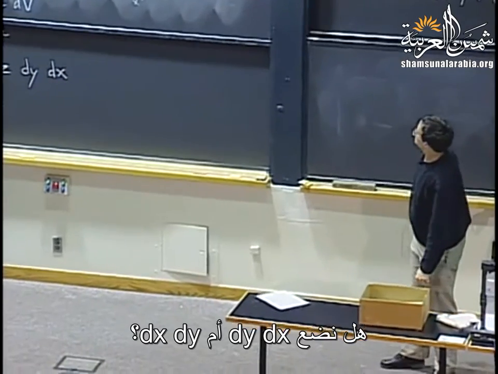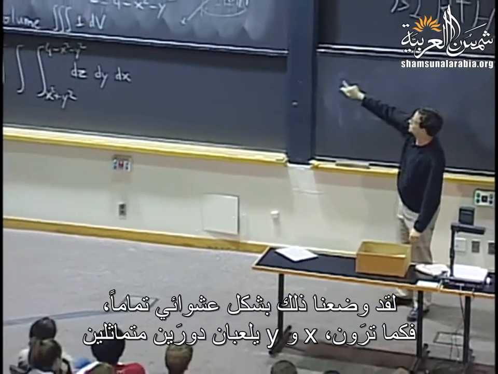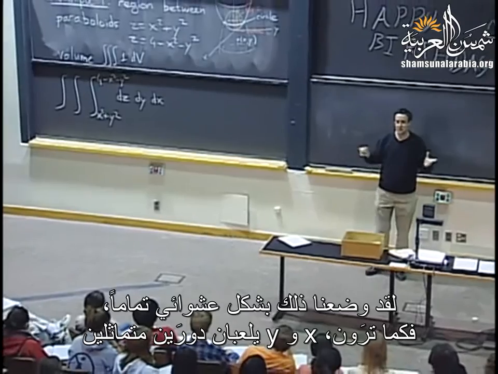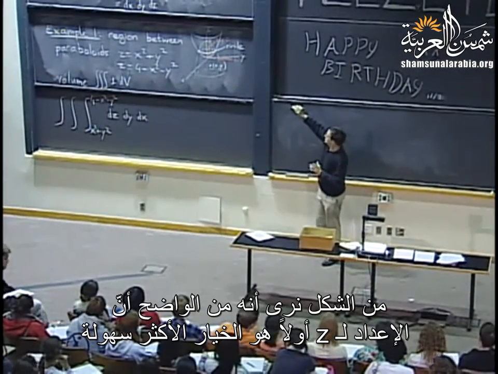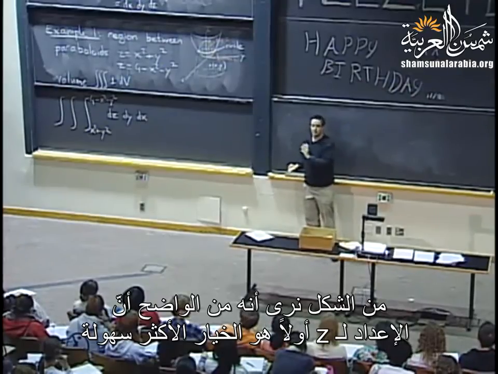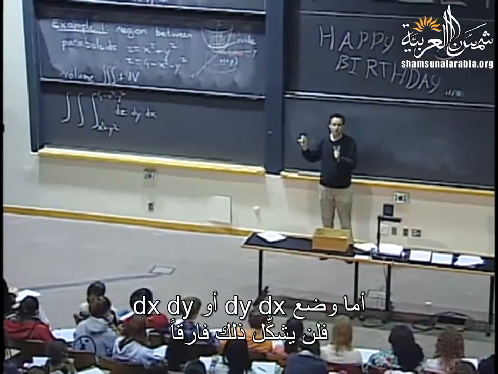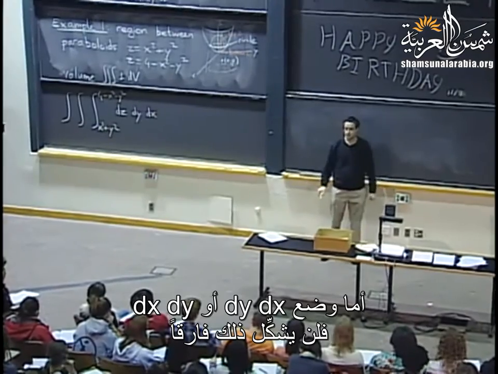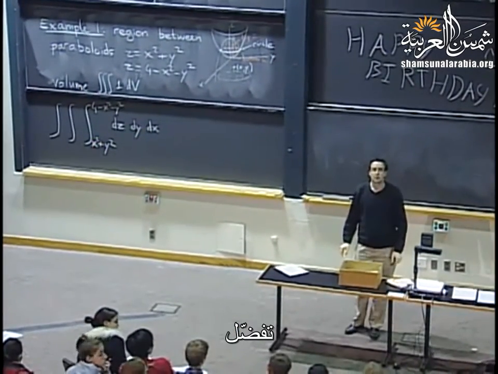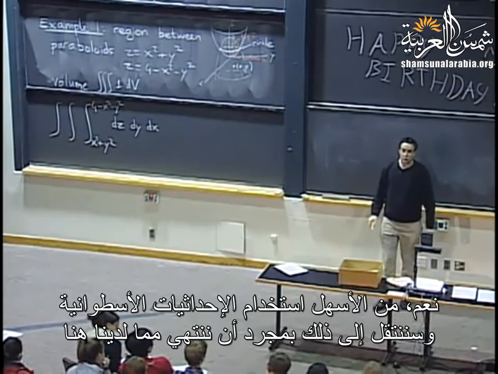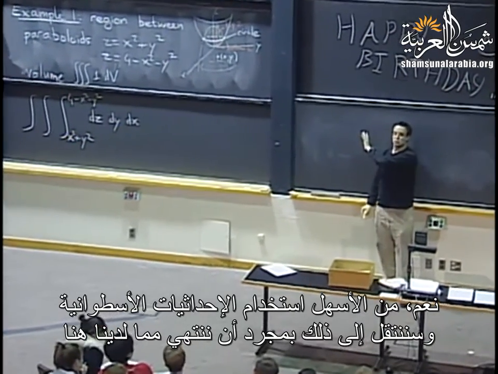Dy dx or dx dy? It's completely at random. You can see x and y play symmetric roles. If you look at it, it's reasonably clear that z should be the easiest one to set up first. For what comes next, x, y or y, x, it's the same. Yes? Would it be easier to use cylindrical coordinates? Yes, it will be easier to use cylindrical coordinates. I'll get to that just as soon as I'm done with this one.